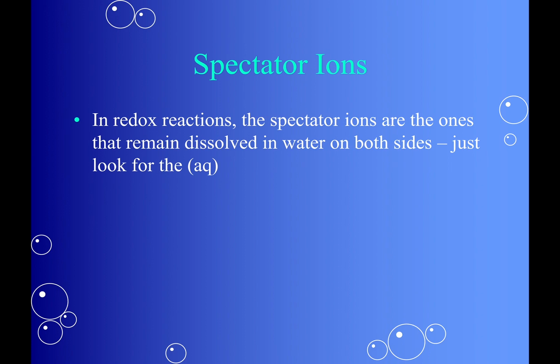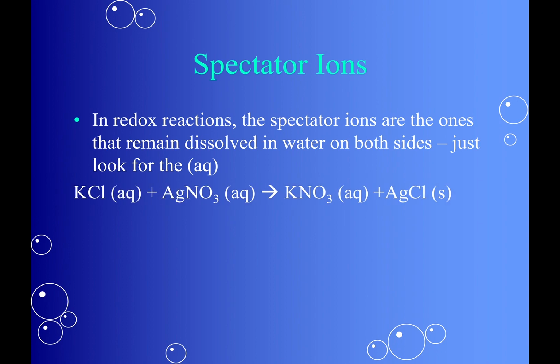Spectator ions. Identifying spectator ions is a little bit different with double replacement reactions. They're just going to be the ones that remain dissolved in water as both a reactant and as a product. So we have to compare the aqueous designation across the reaction. And generally there are a couple here. So this solid is not there as a reactant, and that's silver and chlorine. So these can't be spectators.